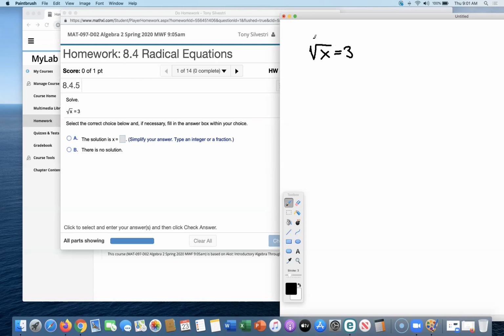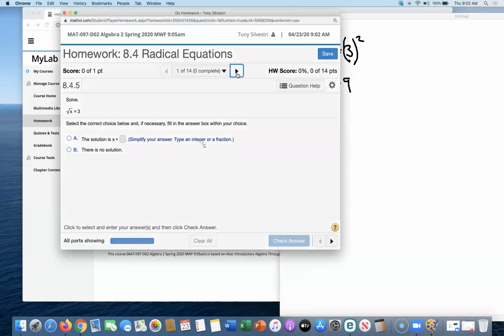The square. You're going to square both sides. I'm going to take that side there, square it, and whatever you do on the one side, you do on the other. The square and the square root cancel out, like we saw before. We get x equals 9, and there's your answer for that problem. Not too exciting.